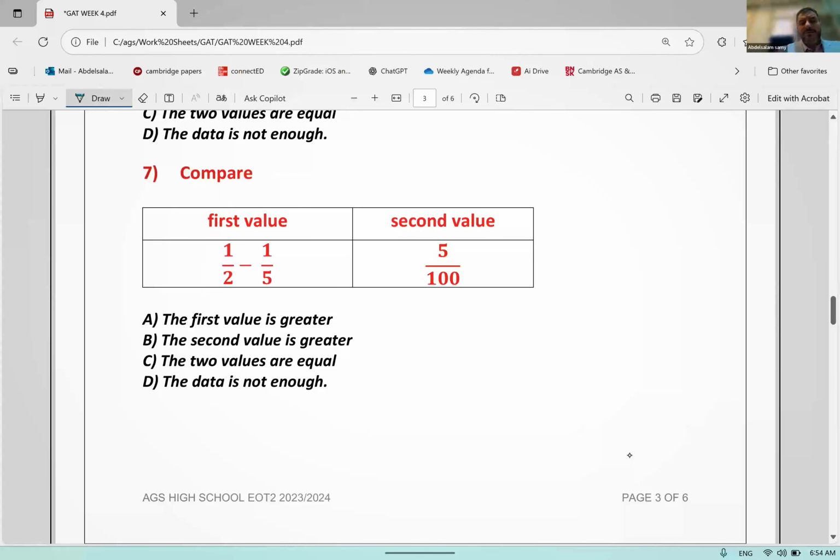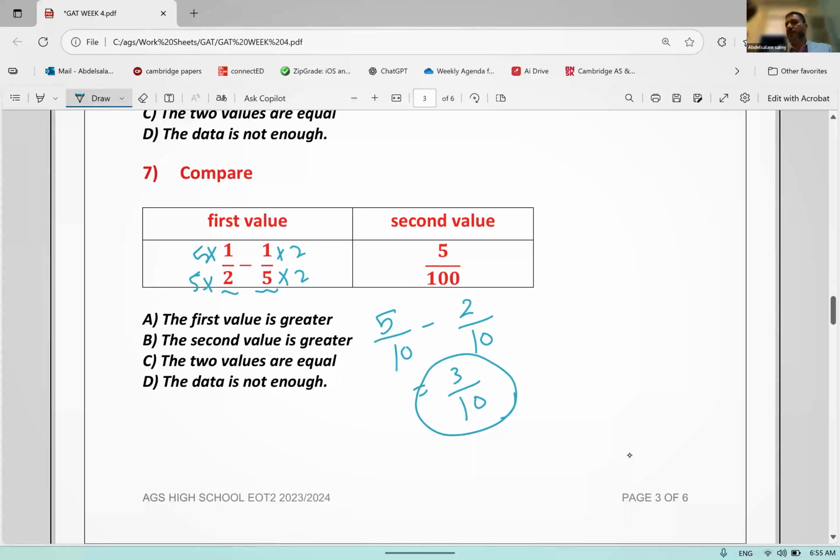Question number 7. Compare. I have to unify the denominators, so I will multiply by 5 and I will multiply by 2. So it will be 5 over 10 minus 2 over 10, which is equal to 3 over 10. Compare between 3 over 10 and 5 over 100.